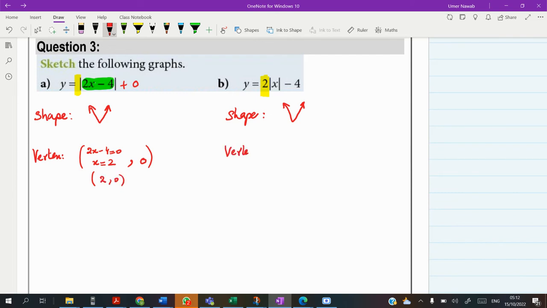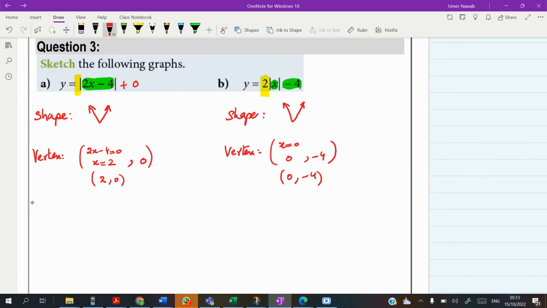In this case, my vertex, I need to put the thing which is in the absolute. He has written x, I put it equal to 0. So that is 0, comma. What is the value of y written over here? Negative 4. So my vertex is 0, minus 4.